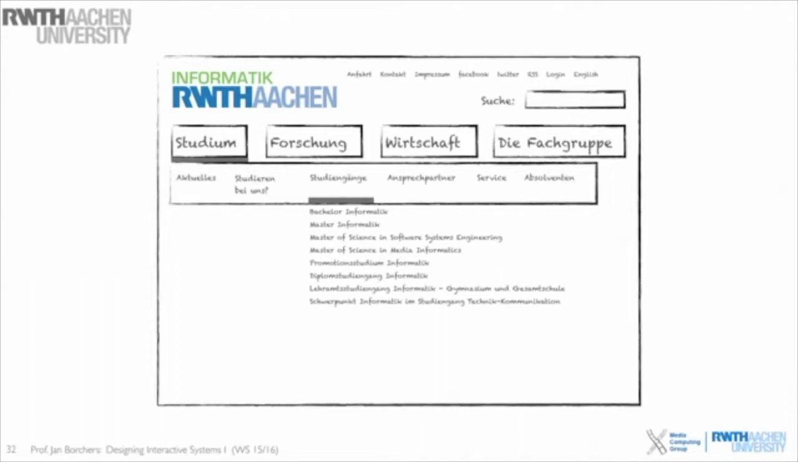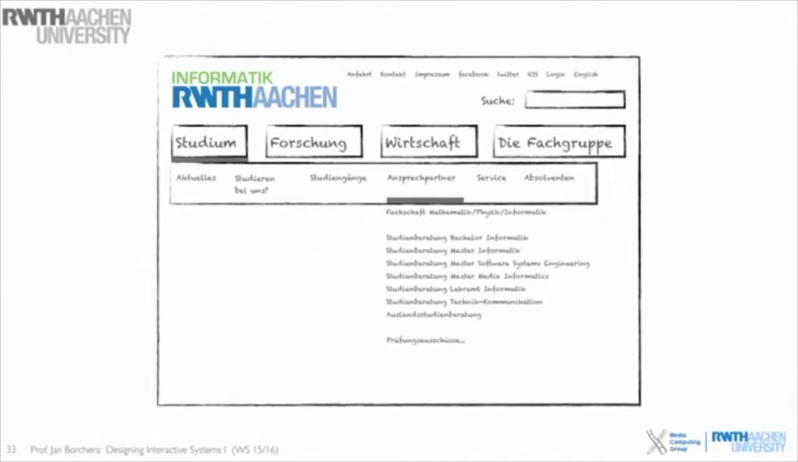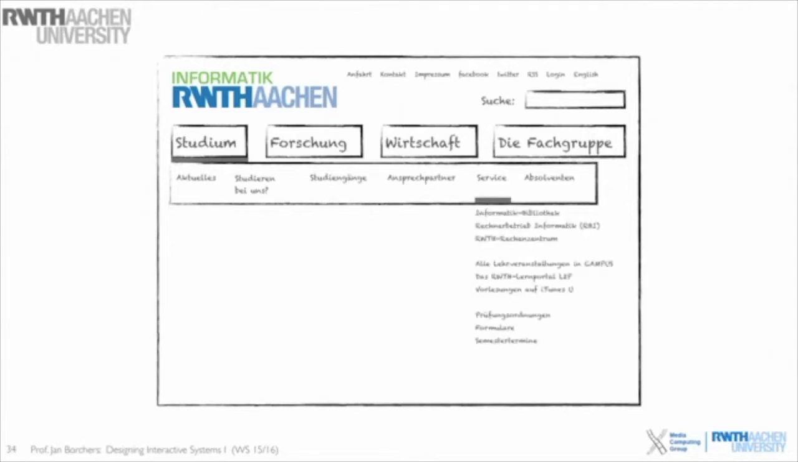You can tab through and look at the various programs that you can study. You can look at the list of people to talk to. You got some service links, like to the library, to the computing services, etc. And you can find out particular things for people who finished their studies and want to stay connected to the group.